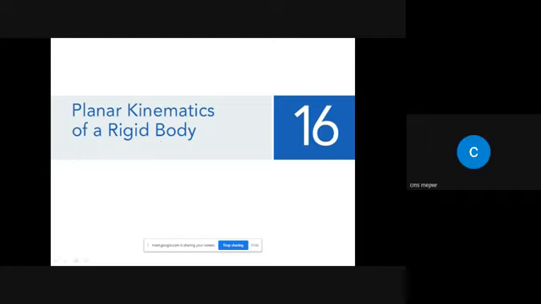Okay, so today we are going to start chapter 16 of R.C. Hibbeler's book. It's planar kinematics of a rigid body. So far, we were considering particles, and we did kinematic analysis of a particle and then went towards kinetic analysis of a particle. Now in today's class, we will start studying rigid body kinematics, and then after kinematics, we will go through rigid body kinetics.